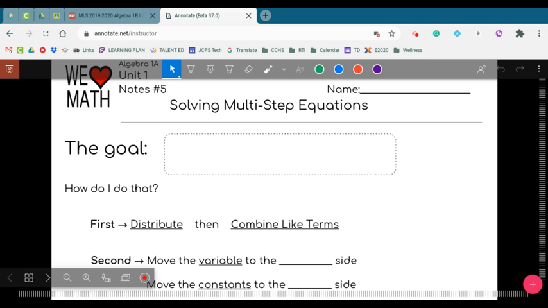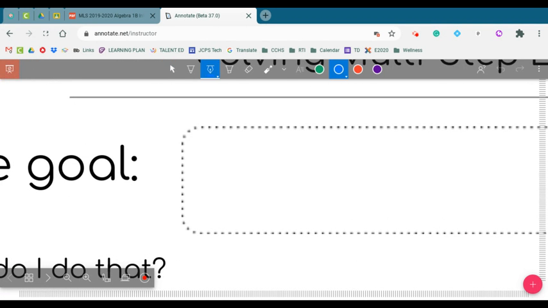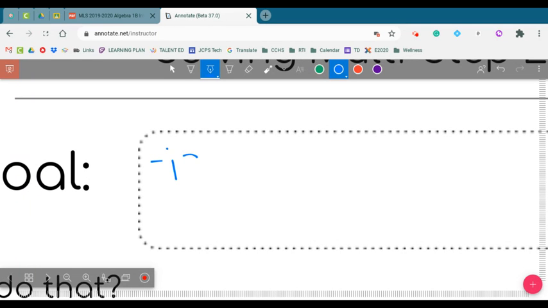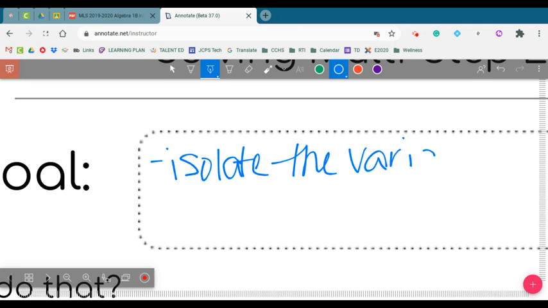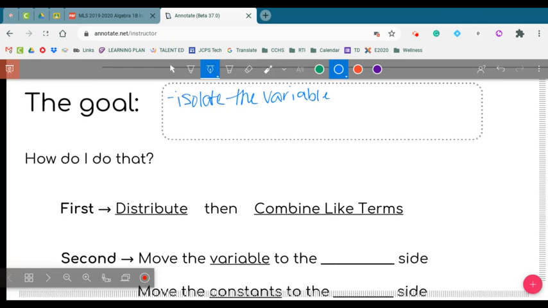Okay, today we're going to be solving multi-step equations with variables on both sides. Before, we just had variables on one side, now we're going to have them on both. So our ultimate goal still is to isolate the variable. We want to get that variable all by itself on one side of the equal sign. How do we do that?